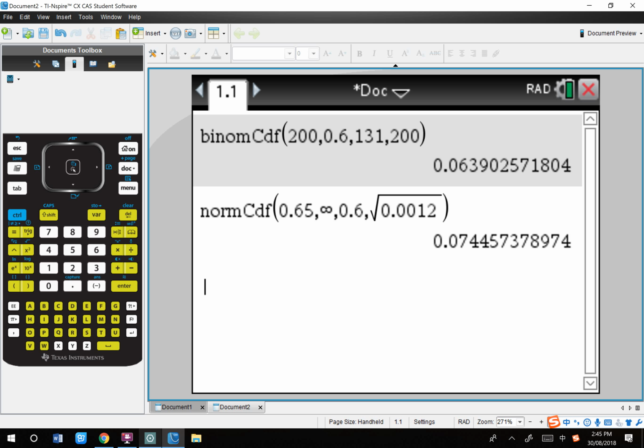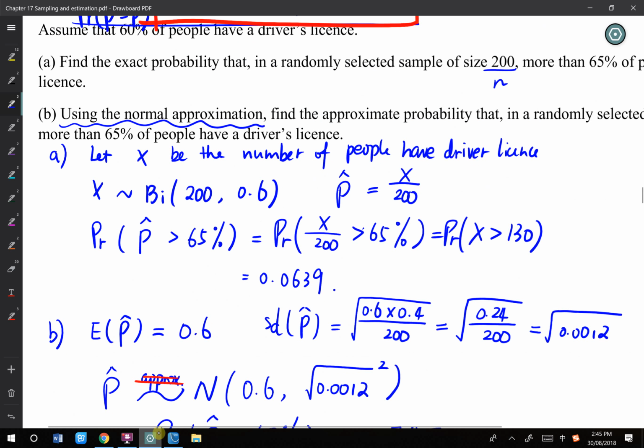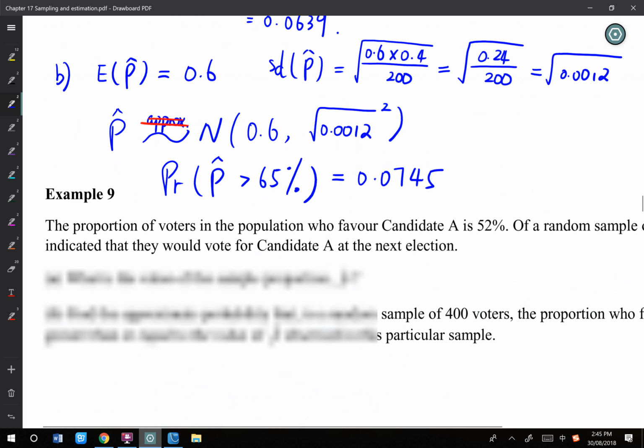Okay, and 200 is not good enough. I think if you change that to 2000, it will be much better. The answer will improve a lot. Okay, so that's just for using a normal approximation.